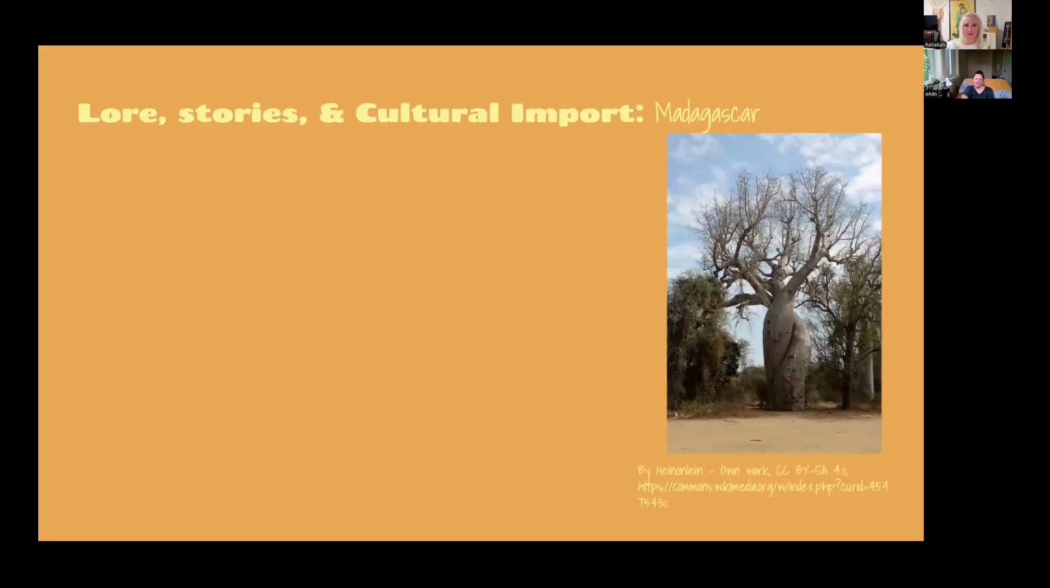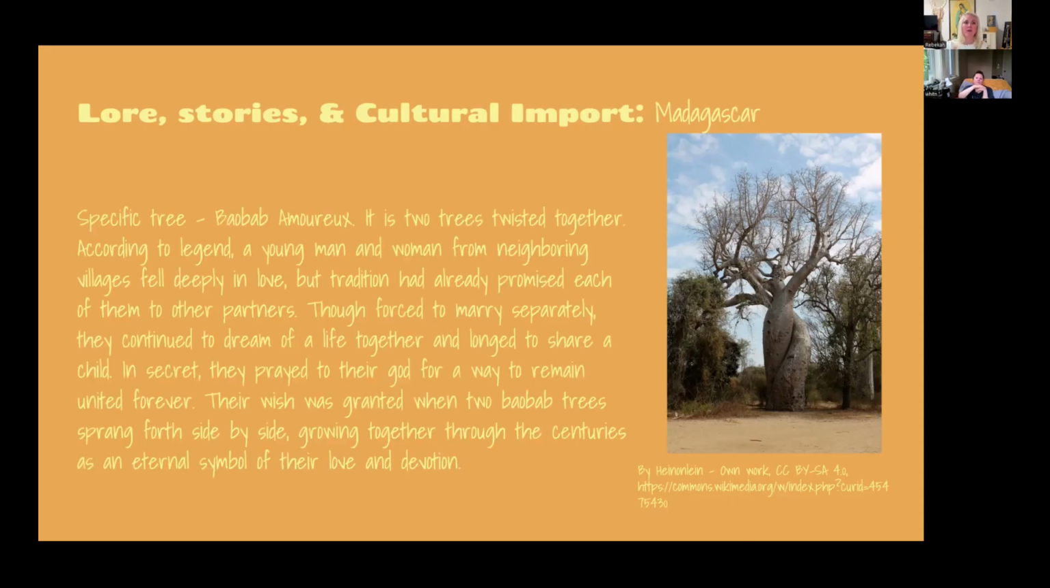Here's one from Madagascar, and this is the actual tree they're talking about. These trees become important because baobab trees have been around forever and they're so big and so incredible that the actual tree becomes part of legend and story. This specific tree is called the Baobab Amaro. After this, I want to tell you the story. Really, it's two trees that twisted together, as you can see.